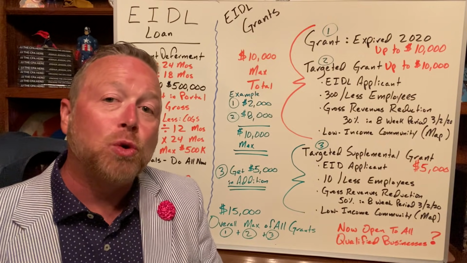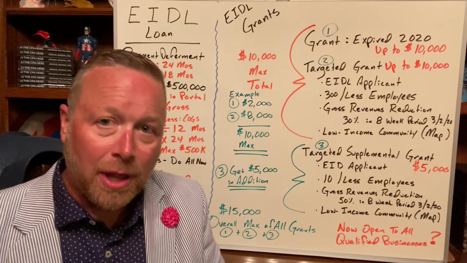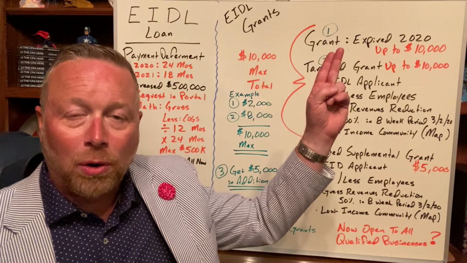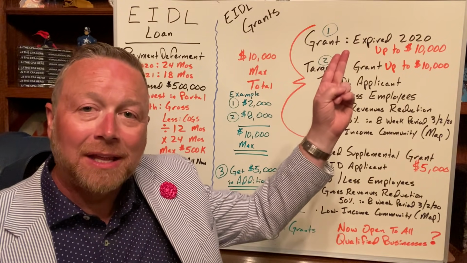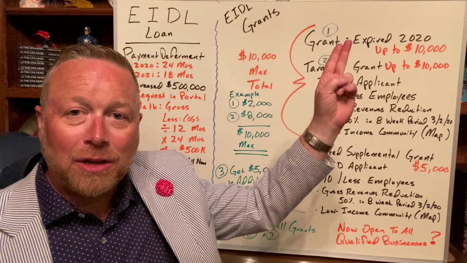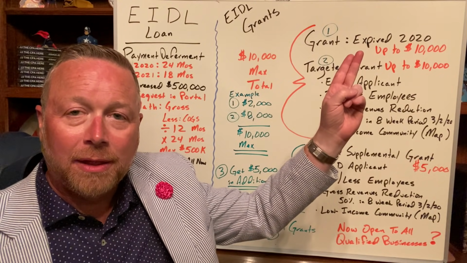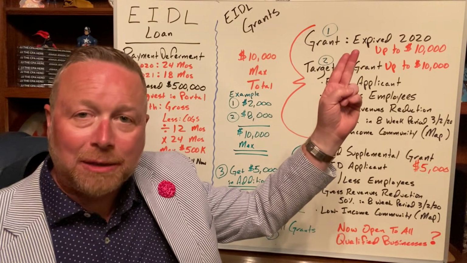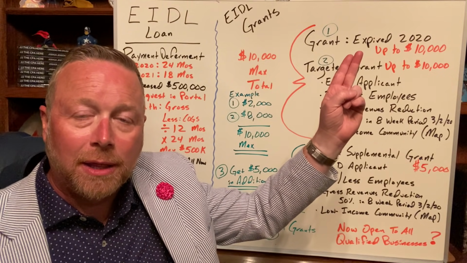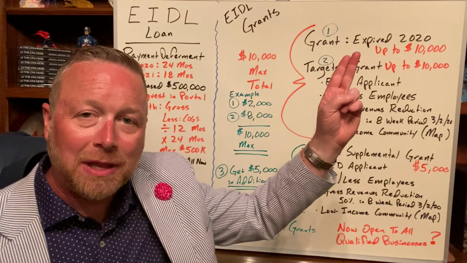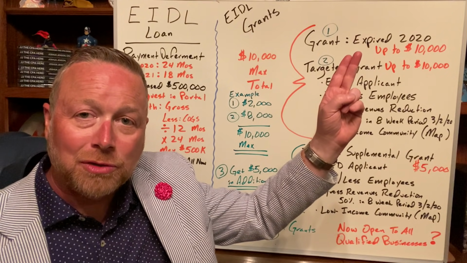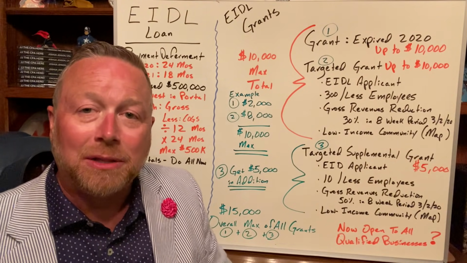Well, in 2020, last year, when you were applying for the EIDL, there was just the EIDL grant. And that expired in 2020. Okay? That expired because it just ran out of money. It's about August of 2020. So up until that point, when you were filling out the application for the EIDL, there was a box to check to say, I'd like to be considered for the grant.